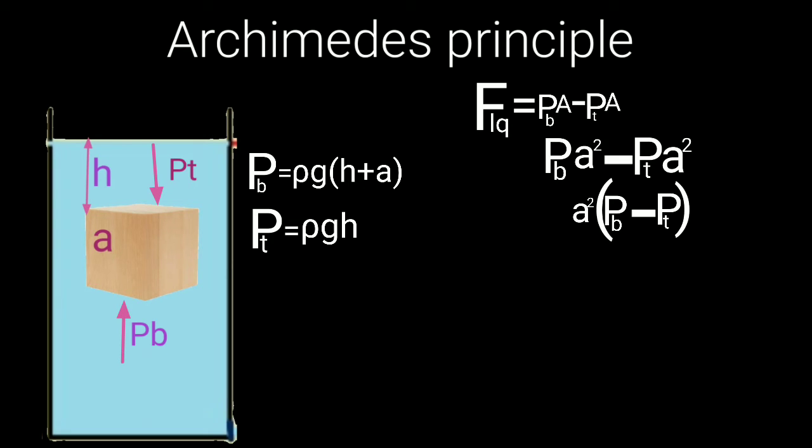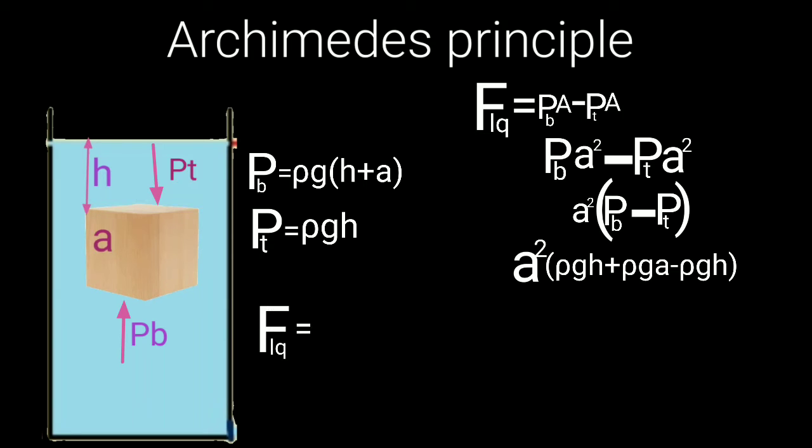Now substitute the Pb value and Pt value in this equation. So a squared of (rho g h plus rho g a minus rho g h). Here rho g h and rho g h cancel out, and we get finally a squared of rho g into a. Now after multiplying this, we get force due to liquid is equal to rho g into a cubed.